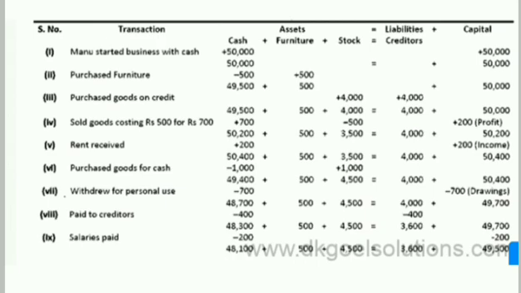Last, salaries paid. Whenever we are paying any expenses, be it salary, rent, or insurance, we will deduct it from cash and capital both. The final equation will show cash of 48,100, furniture of 500, stock of 4,500, creditors of 3,600 and capital of 49,500. So this is it for today.